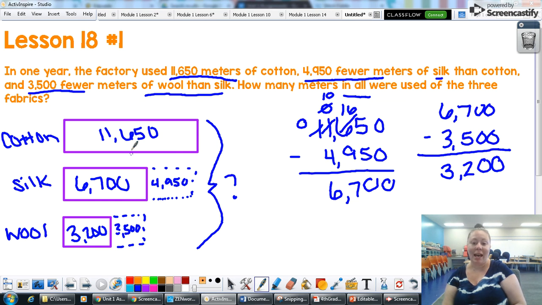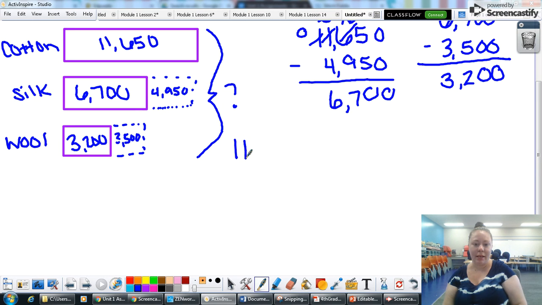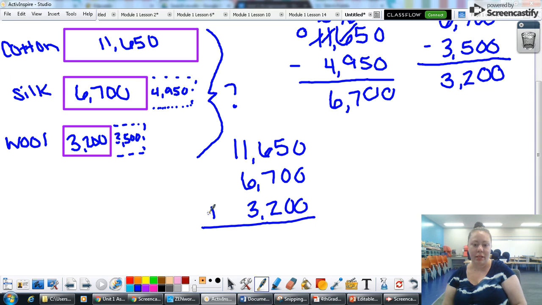Now remember, we said that the question is how many meters were used in all from all three fabrics. So I need to add these three numbers together, the ones inside the solid boxes. So I'm going to scroll down a little bit. 11,650 plus 6,700 plus 3,200. So I can add that. I have 0 plus 0 plus 0. 5 plus 0 plus 0 is 5. 6 plus 7 I know is 13, plus 2 more is 15.